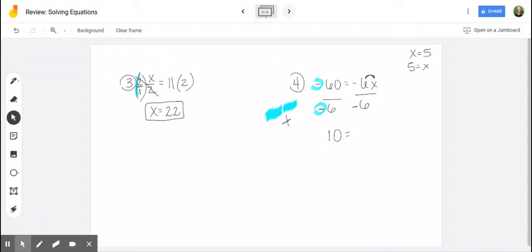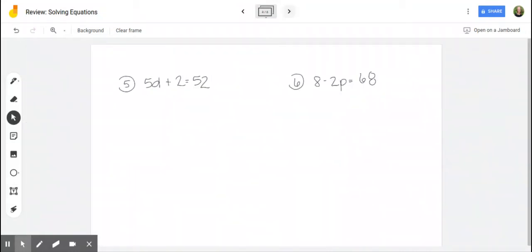Okay, if you don't need that trick, like I said, great. If you need it, it's there to help you, okay? -6 and -6 cancel. They make 1. And we know that 1x is really just x. Okay? All right, let's look at another one.